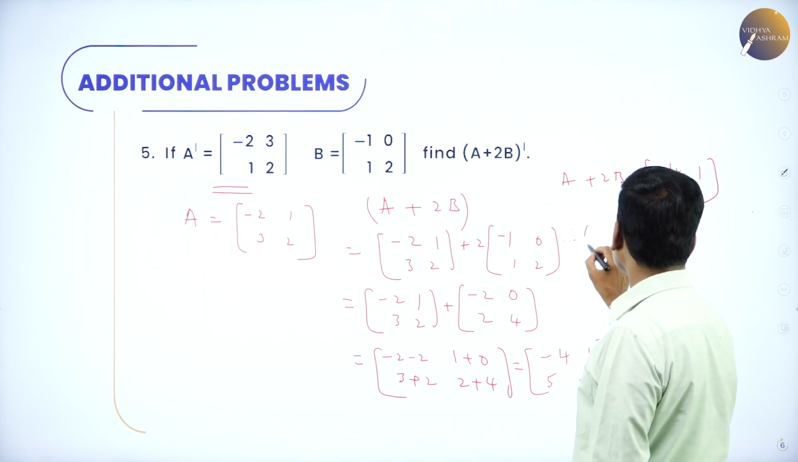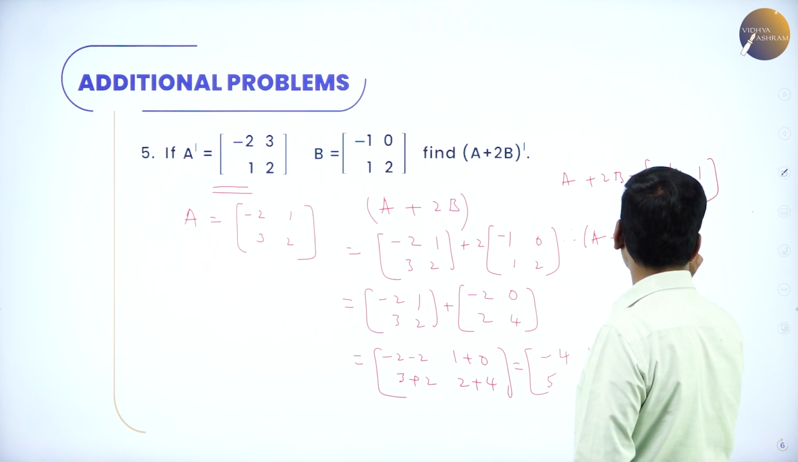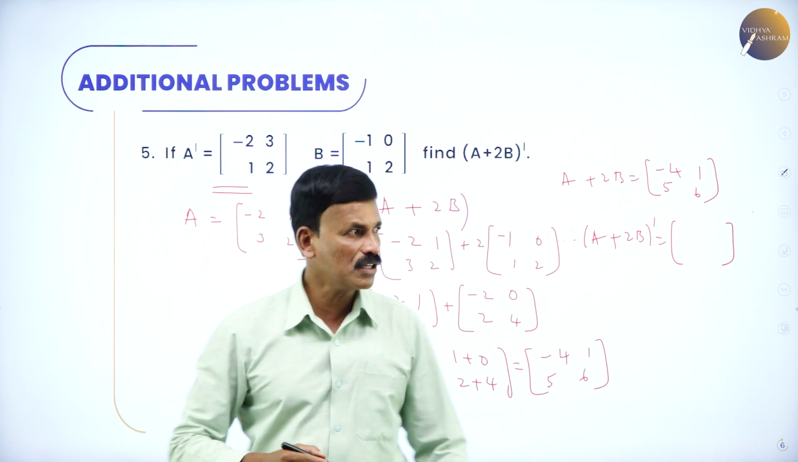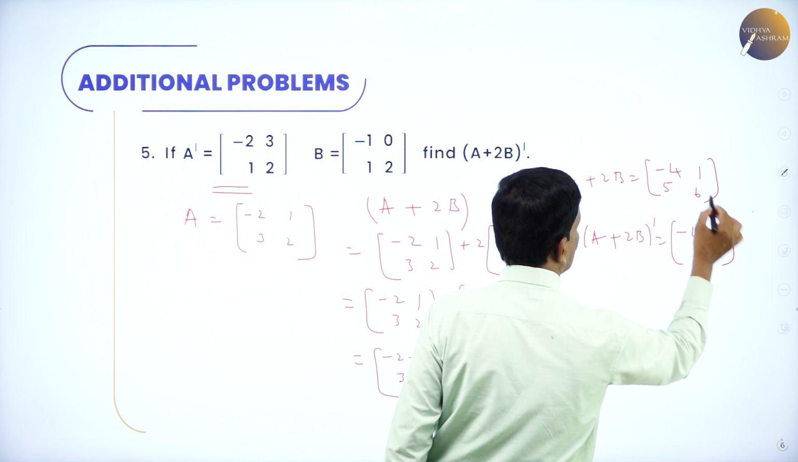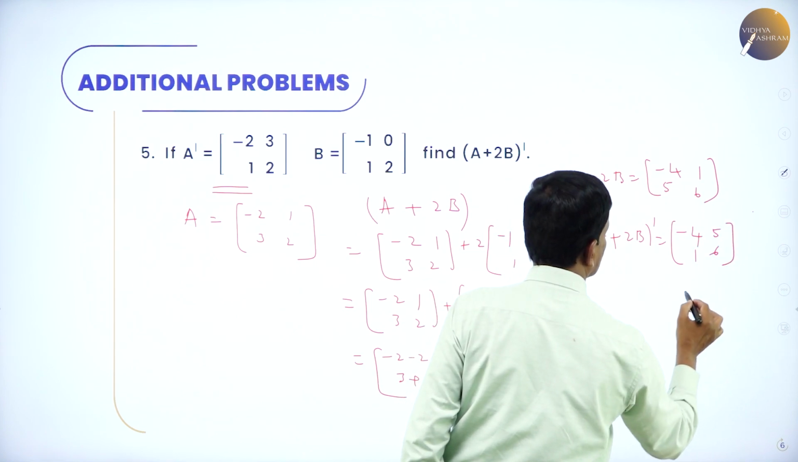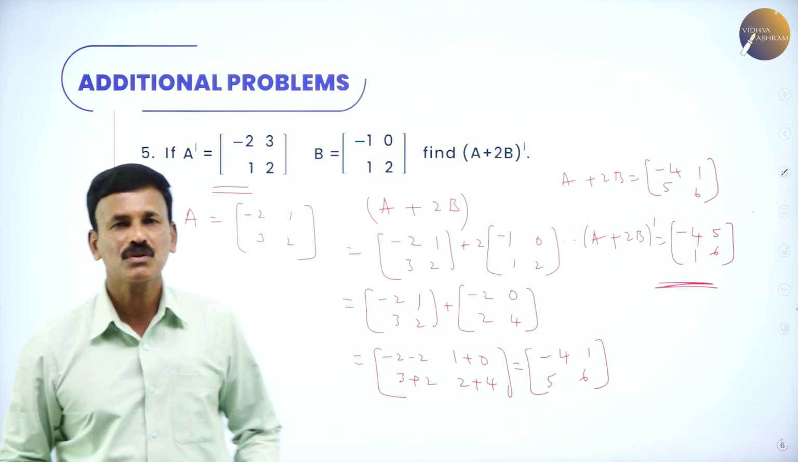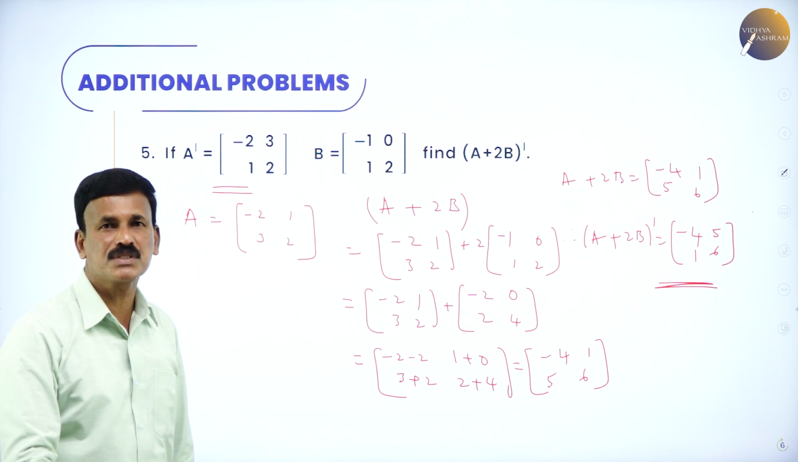Now therefore the transpose of this A plus 2B whole dash, transpose this, first row becomes first column and second row becomes second column. Transpose of this is minus 4, first row becomes first column and second row becomes second column. This is the value of A plus 2B. Okay, this is also important for 2 marks. Sometimes they may ask this type of questions for 2 marks.